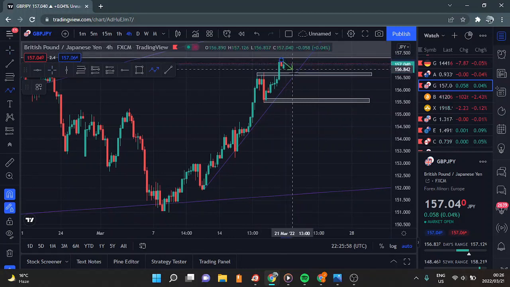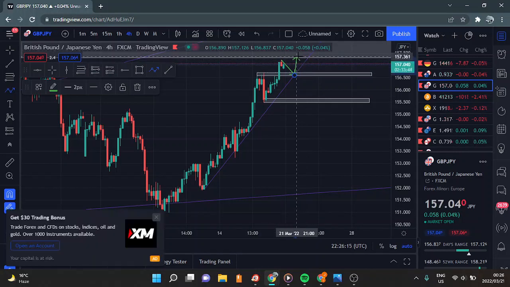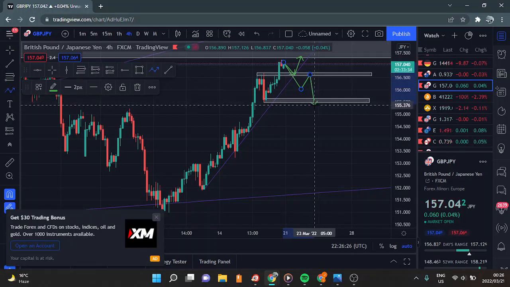You can see there's two ways the market can print itself. It can come back here on the daily trend line and go back up, or the market can come back here, break this trend line and come back and retest, then push all the way to the downside.